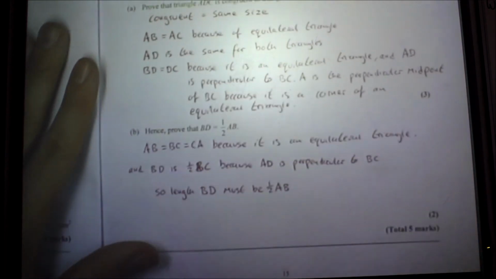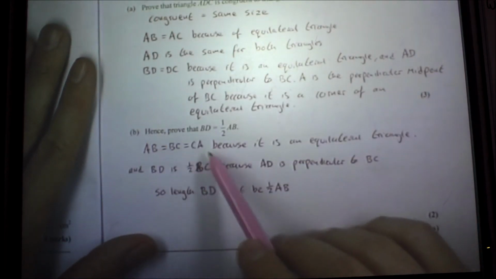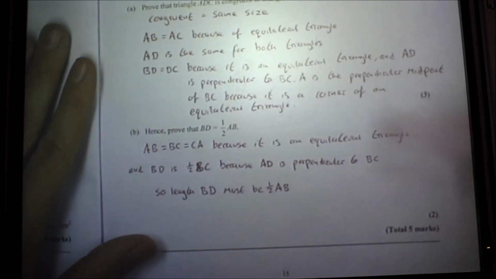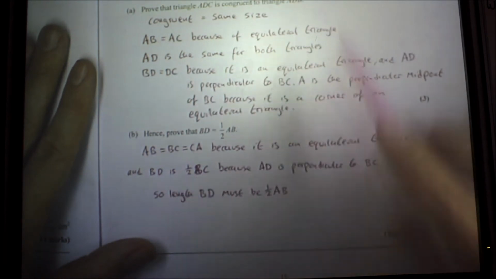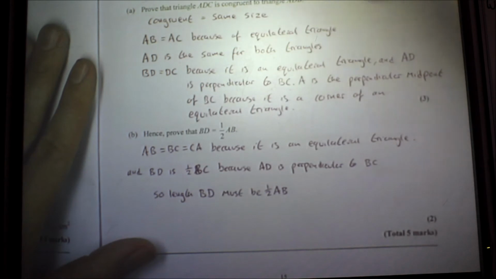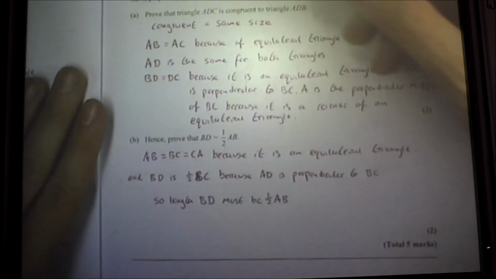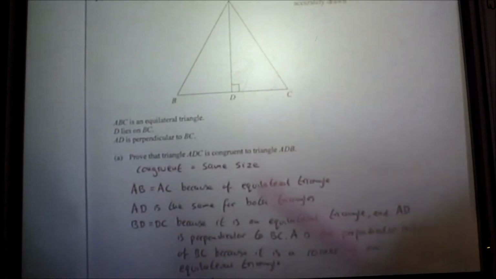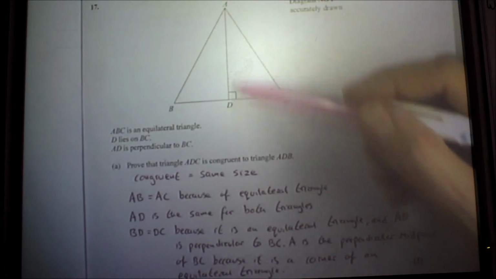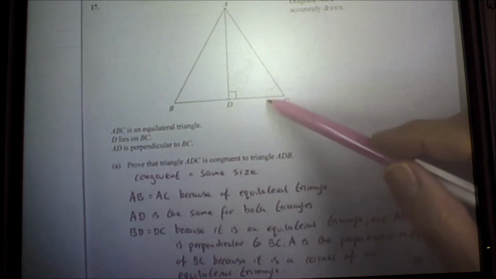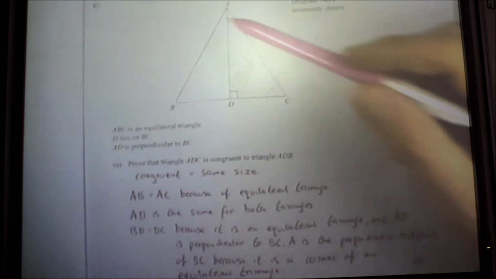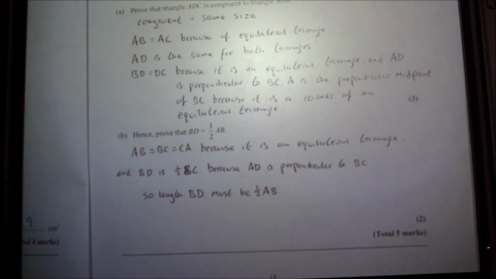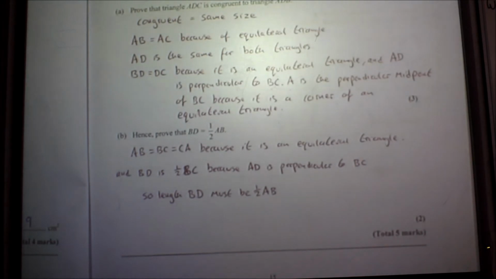Well, AB equals BC equals CA, because it's an equilateral triangle, so all the sides are the same. BD is a half of AC, because AD is perpendicular to BC. And because it's perpendicular with a right angle, that means that equals that, and because they all equal each other, that must be half of that. And that's how I've written it, and that's all you need to write, just by stating the obvious.